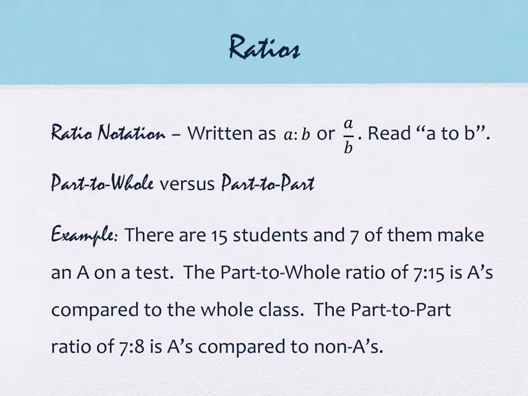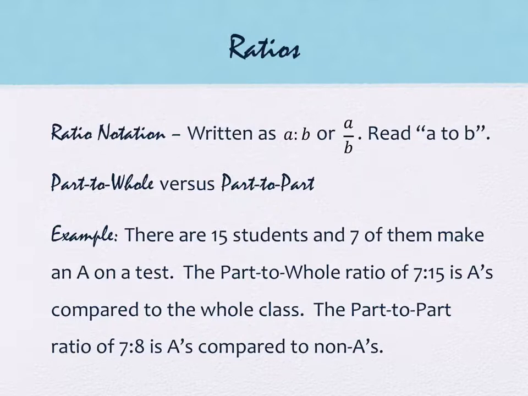So in order to talk about proportions, we have to first talk about ratio notation. Ratio notation is written as A to B, or A over B. We read it as A to B. There's two different kinds of ratios, truthfully. There is a part-to-whole ratio, and there's a part-to-part ratio. And the example here is to try and show you the difference between those two types of relationships.